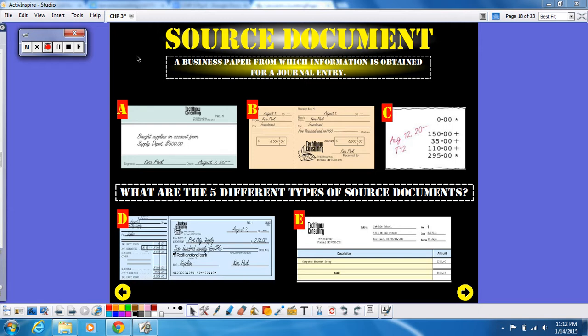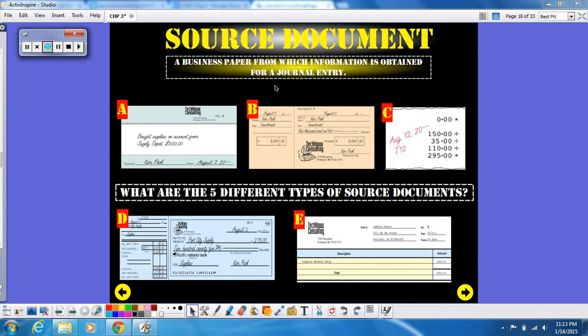Okay, so in your notes you're going to make sure that you are flipped over to page 4. You have the definition of a source document up here at the top. You need to make sure that you record that or write it down in your notes. A source document is a business paper from which information is obtained for a journal entry. So basically it is something that proves that the transaction took place.